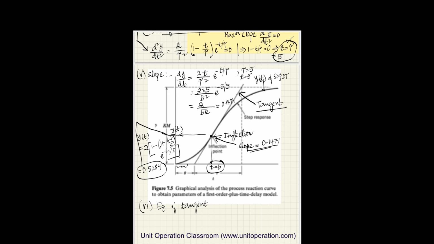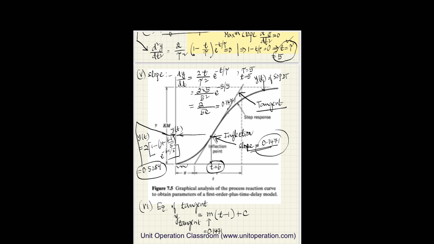So what we have here, we can write y of the tangent would be equal to m times (t minus 1) plus c, and this slope here of the tangent of this straight line should be the same slope as the PRC, process reaction curve. So this m value is 0.1471, which is right here. Okay. The challenge is to find out the value of c.